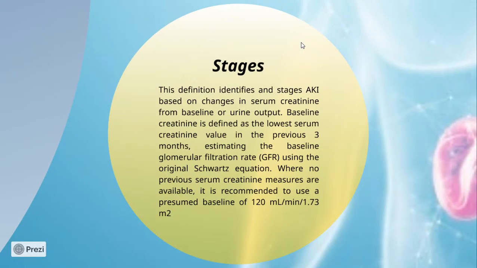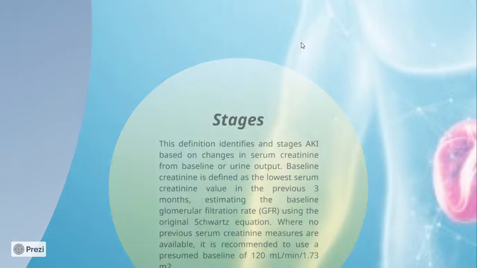Stages. This definition identifies and stages AKI based on change in serum creatinine from baseline or urine output. Baseline creatinine is defined as the lowest serum creatinine value in the previous 3 months. Estimating the baseline glomerular filtration rate using the original Schwartz equation, where no previous serum creatinine measures are available, it is recommended to use a baseline of 120 milliliters per minute per 1.73 square meters.